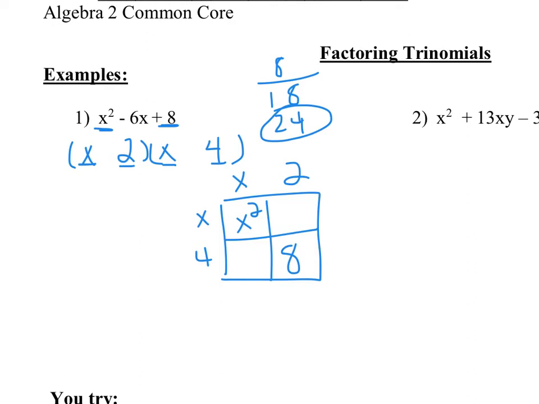Now we have to make sure that these two multiply to negative 6x. So these two multiply to 2x. This is 4x. Now they have to add to negative 6x. So the only way that's possible is if both of these are negative. Right now they add to 6x. So to make them negative 6, this one has to be negative and that one has to be negative.